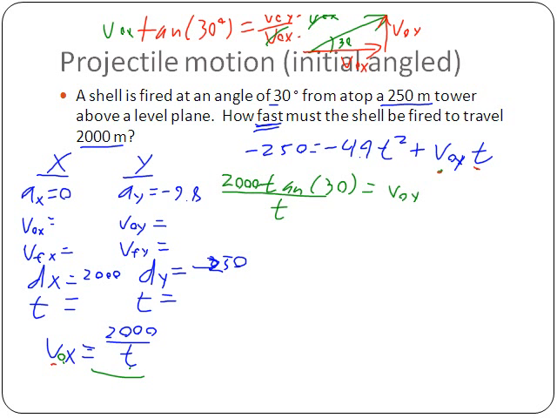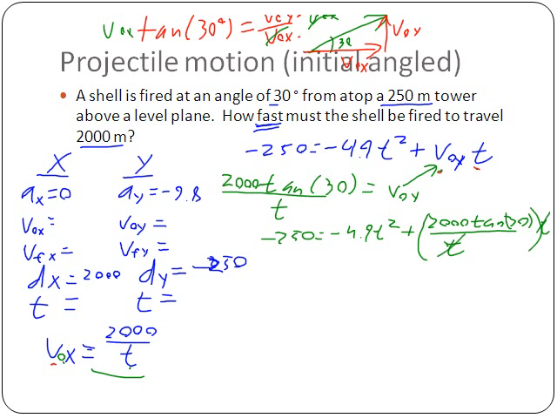That's quite nice, because I can plug it in for this v naught y right here. Now I have negative 250 is equal to negative 4.9 t squared plus my v naught y, which is 2,000 times tangent of 30 over t, times t. Those t's cancel. That's very nice. Now I just have negative 250 is equal to negative 4.9 t squared plus 2,000 tangent of 30. This only has one variable, just t.